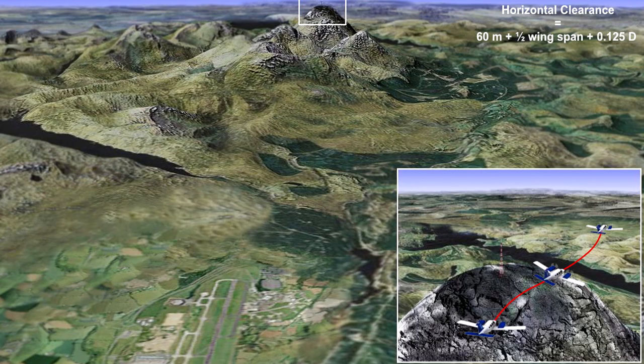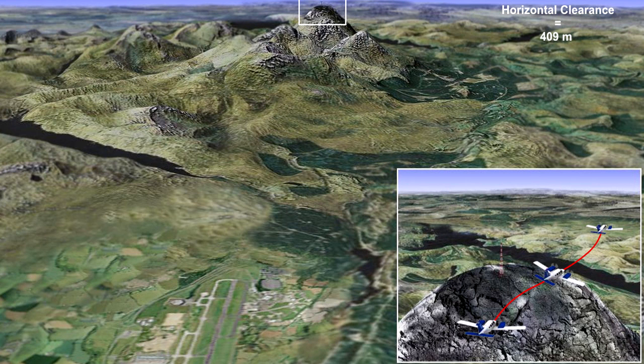The specimen aeroplane used in CAP 698 is the Piper Seneca, whose wingspan is approximately 12 meters. Therefore, in the formula, half the wingspan is 6 meters. d represents the distance from the end of the takeoff distance required to the obstacle, and in our example from earlier, we used 9,000 feet as being the distance to the obstacle, which is 2,744 meters. The formula gives us a horizontal obstacle clearance of 409 meters.